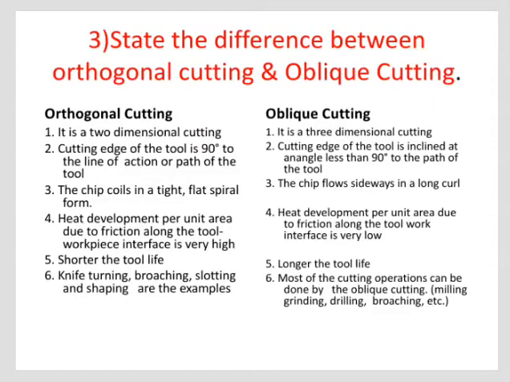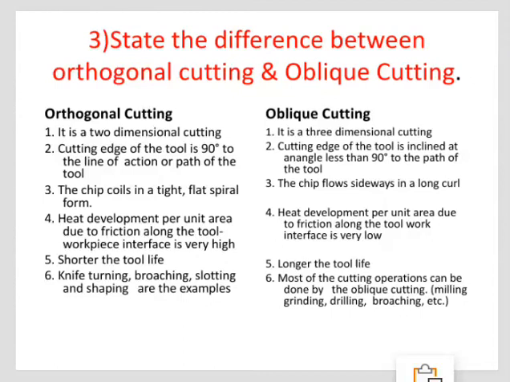Third question is: state the difference between orthogonal cutting and oblique cutting. Here, orthogonal cutting is a two-dimensional cutting and oblique cutting is three-dimensional cutting. In orthogonal cutting, the cutting edge of the tool is 90 degrees to the line of action or path of the tool, and in oblique cutting, the cutting edge of the tool is inclined at an angle less than 90 degrees to the path of the tool. In orthogonal cutting the chip coils in a straight, tight, flat spiral form. In oblique cutting, the chip flows sideways in a long curve.